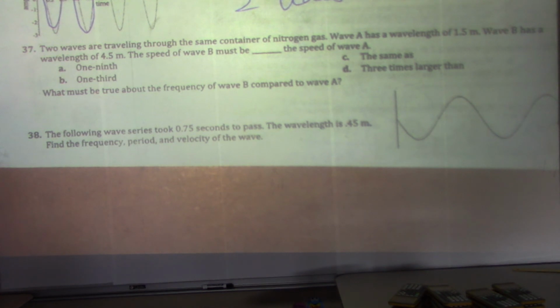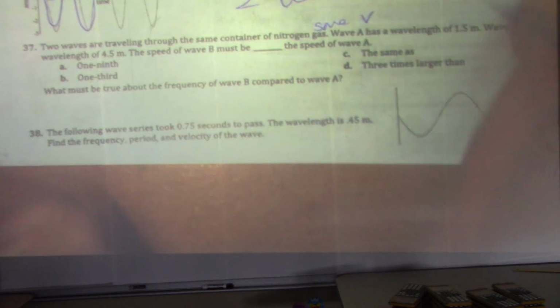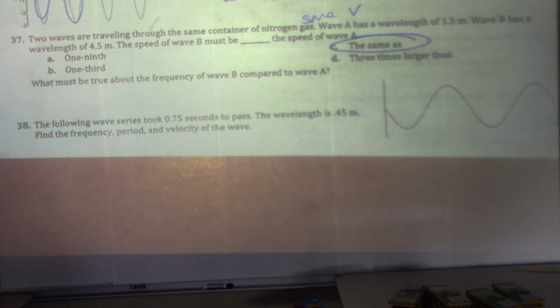Two waves are traveling through the same constant container of nitrogen gas. That means they're the same medium, which means they'll have the same velocity. A has a wavelength of 1.5, B has a wavelength of 4.5. The speed of B must be the same as A, because they're going through the same medium. What must be true about the frequency of wave B compared to A?